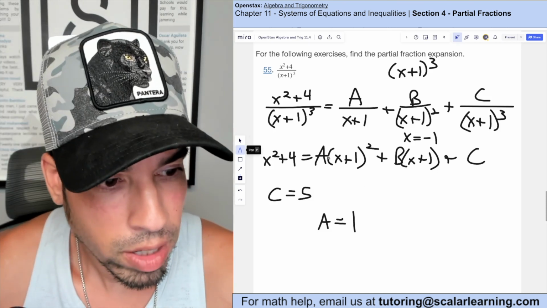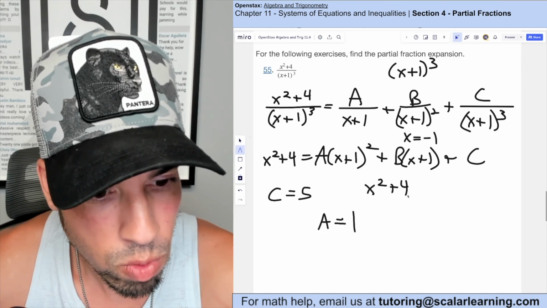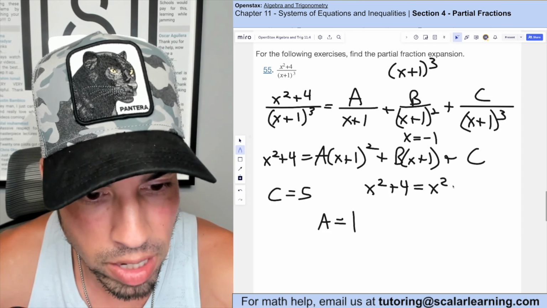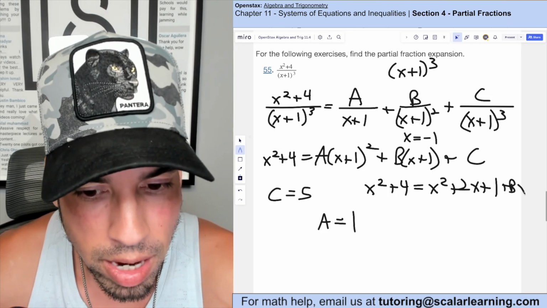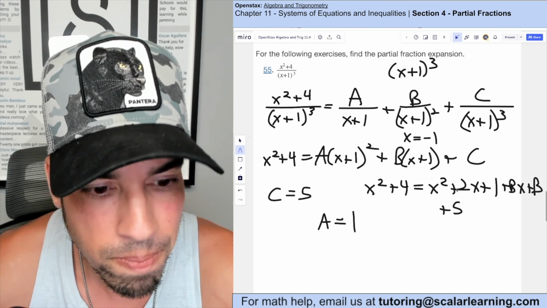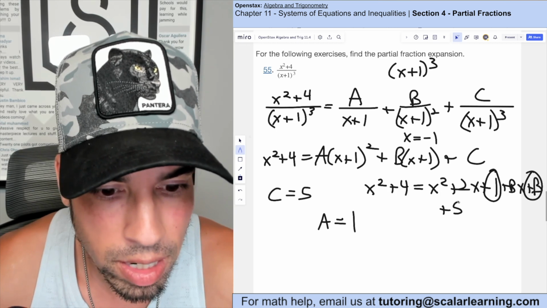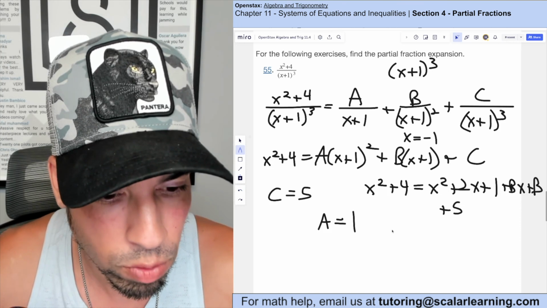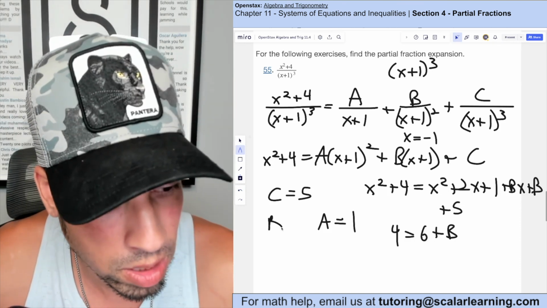Okay. Last but not least, we have to get B. And to do that, we're going to plug in 1 and 5, and then we're going to solve for B. So we got x squared plus 4 is equal to, again, 1 is just kind of there, so it doesn't really do anything. So that just becomes x squared plus 2x plus 1 when we FOIL it. Then we got plus Bx plus B, and then we got plus C, which is 5. Okay, so it's on the right-hand side. And since the only constants here are 1, B, and 5, we can figure that out because 1 plus B plus 5 has to equal 4. So 4 equals 6 plus B. So what does that mean? That means B must equal negative 2.